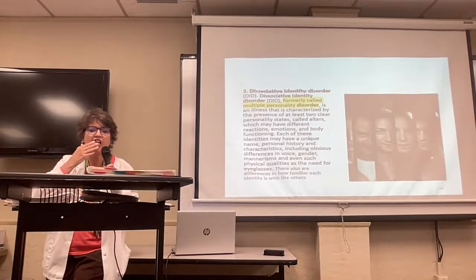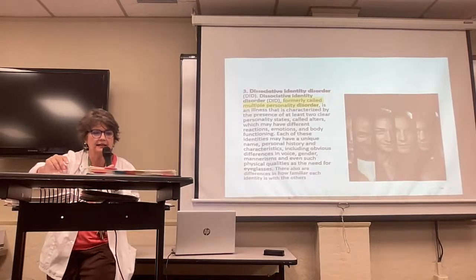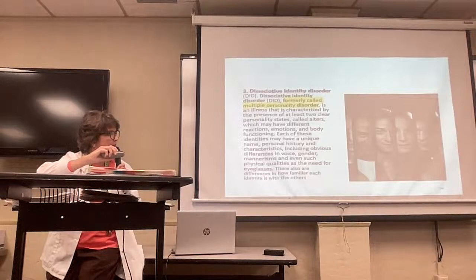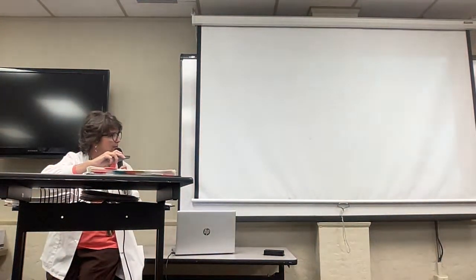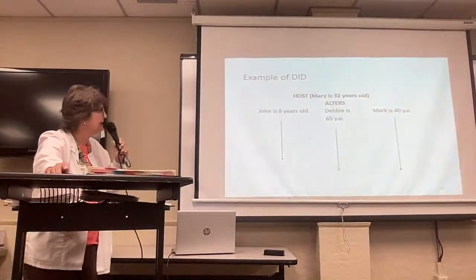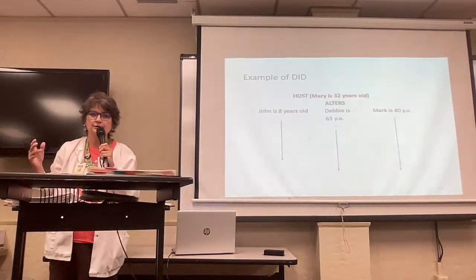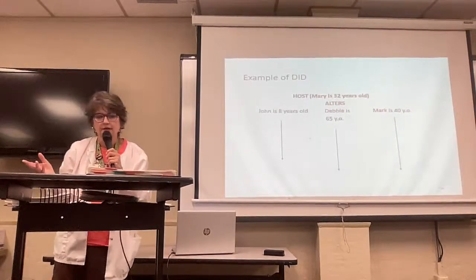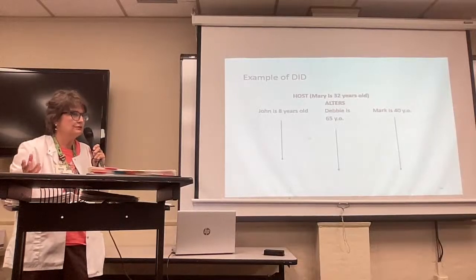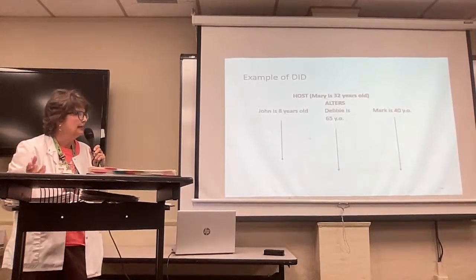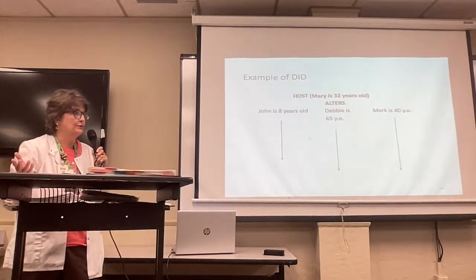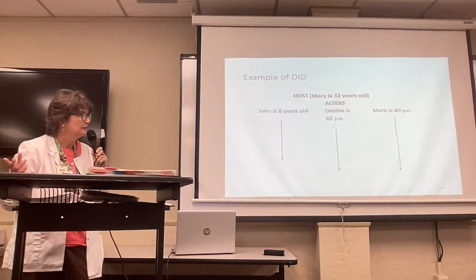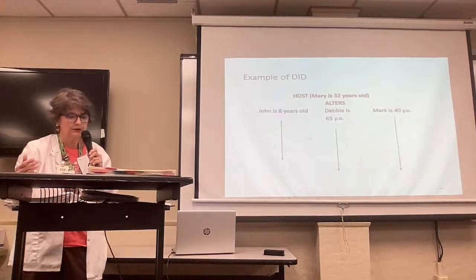So let's say this is an example. Let's say the host is the person that you're born as. Okay, you're the host. So everybody in here is the host. It's who you were born as. Okay, so the host develops a dissociative identity disorder, or DID. And the three people she happens to turn into, and it could be more than three, but it's got to be at least two or more: John, who is 8 years old, Debbie, who's 65, and Mark, who is 40.